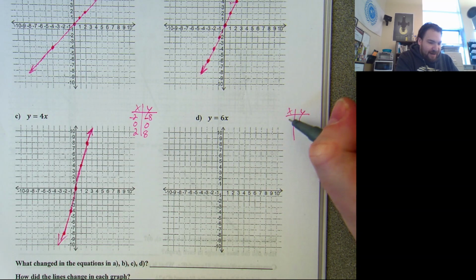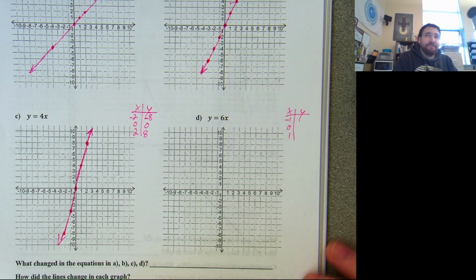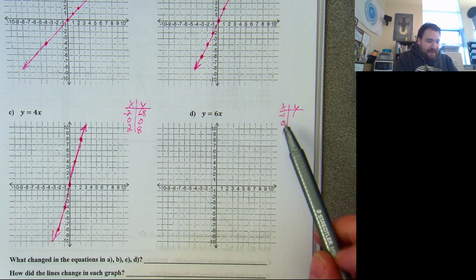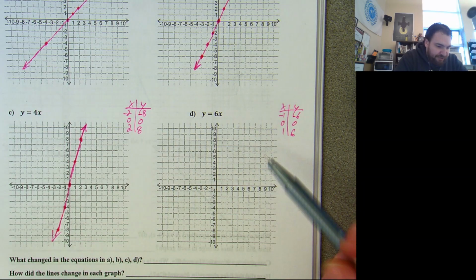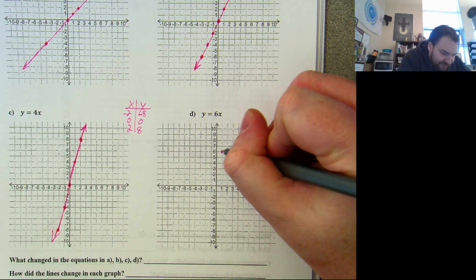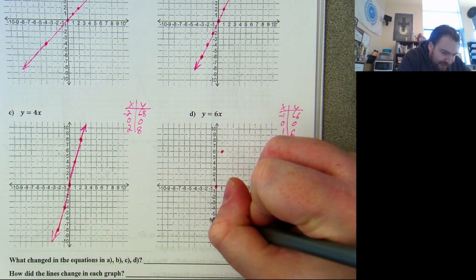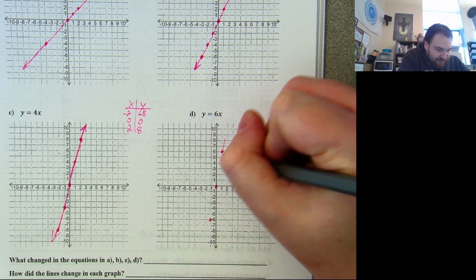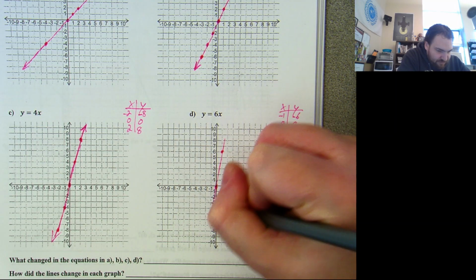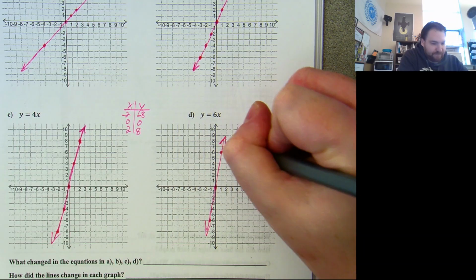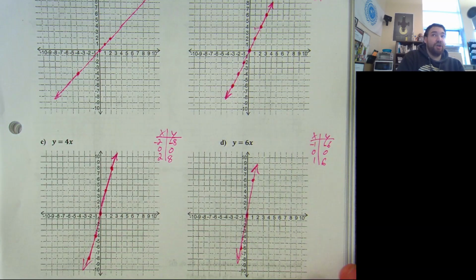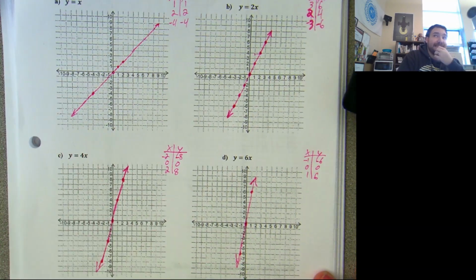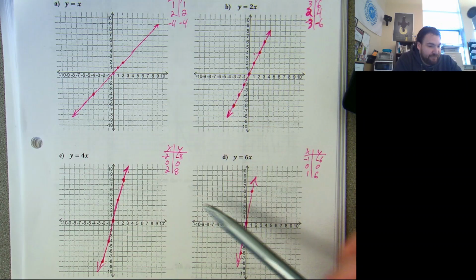I'm going to go -1, 0, and 1. Negative 1 times 6 is negative 6. 0 times 6 is 0. And 1 times 6 is 6. So I'm going to plot these points on the graph now. 1 and 6, 0, 0, negative 1, negative 6. And I'm getting something that looks like this. I'm hoping we can see here that as those numbers are getting larger, these things are going to get steeper.